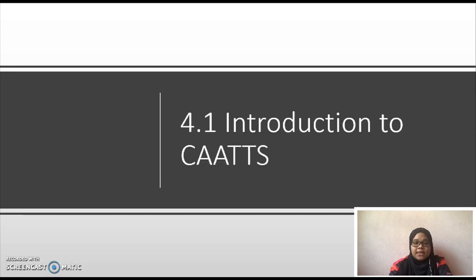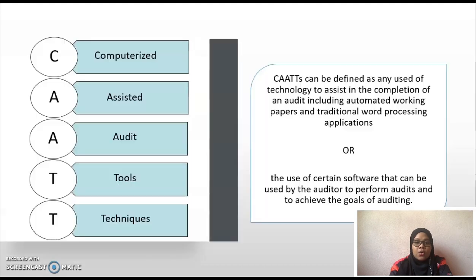So, I will start the presentation with introduction to CAATs. First of all, what does CAATs stand for? CAATs stand for Computerized Assisted Audit Tools and Techniques. CAATs can be defined as any use of technology to assist in the completion of an audit, including automated working papers and traditional word processing applications, or the use of certain software that can be used by the auditor to perform audits and to achieve the goals of auditing.